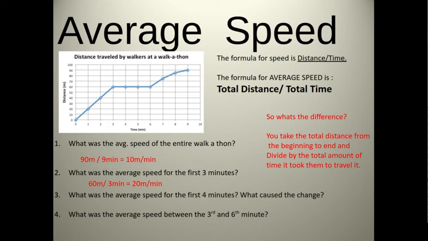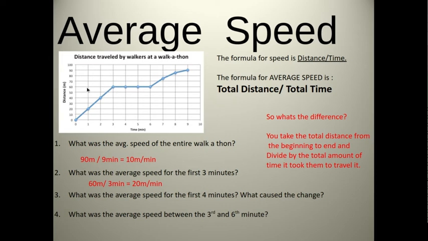Well, most of us at the beginning of a race have more energy, probably come out a little bit faster. All right, so the first 3 minutes, the walker averaged a pace of 20 meters per minute. What was the average speed for the first 4 minutes? So now we have our 3 minutes and our 4 minute mark. So what was the average speed?